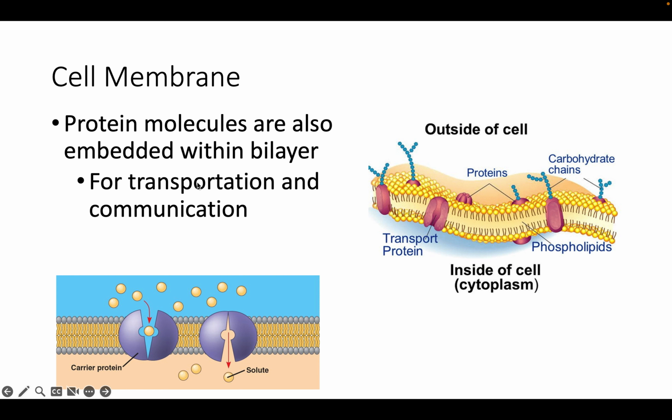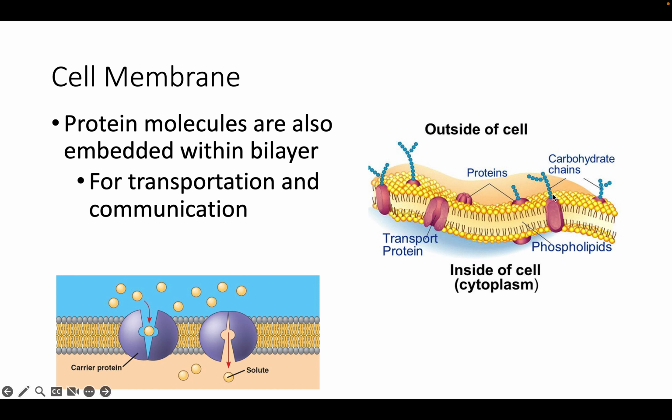There are many things in the cell membrane. Many protein molecules are embedded within the bilayer. These are used for transportation and communication between cells. So for one, certain things like maybe sugars or different electrolytes can be transported from one side to the other, depending if the cell wants this substance or if it doesn't want this substance. Okay?